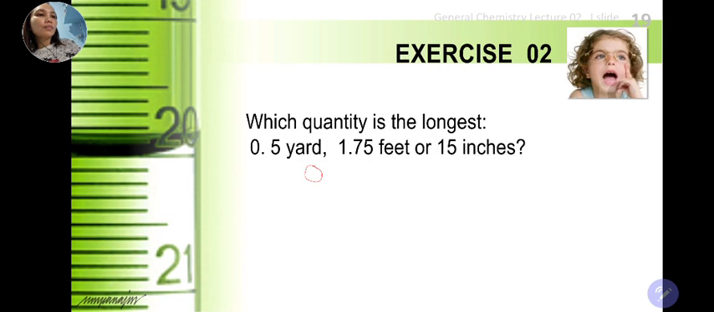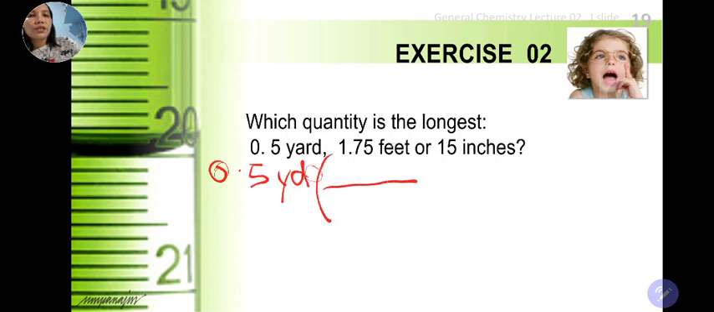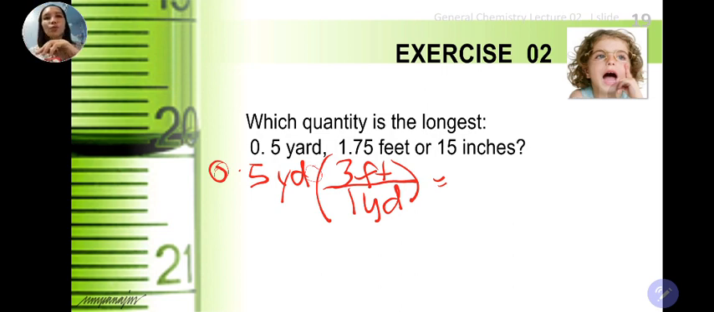So, yung yard natin muna is convert natin 0.5 yards. Ang conversion natin is 1 yard is equal to 3 feet. So, 0.5 times 3 is equal to 1.5. So, this is 1.5 feet. Okay? Next, 1.75 will be the same.